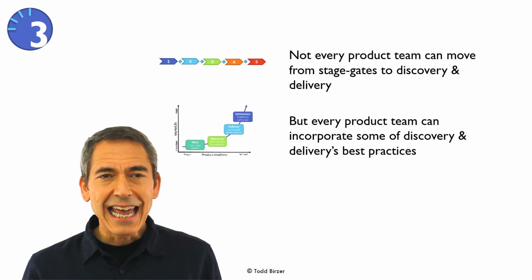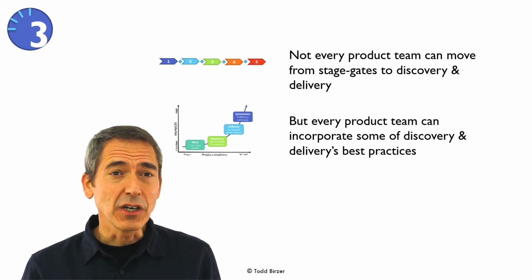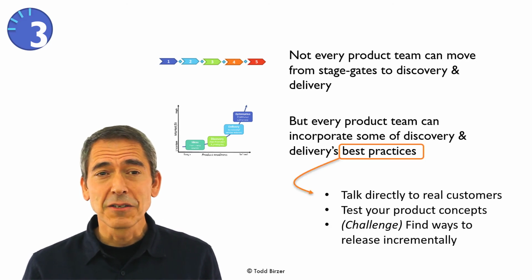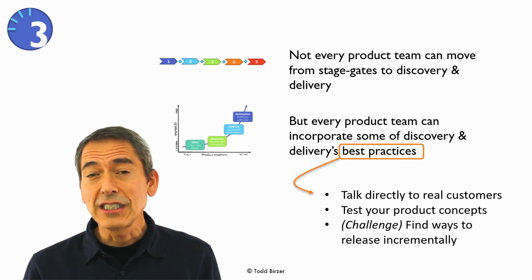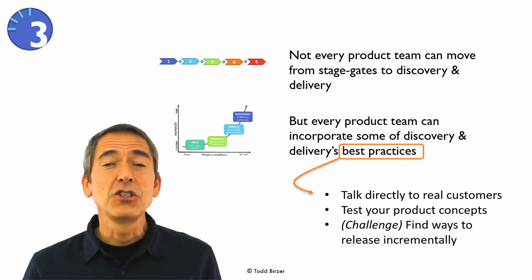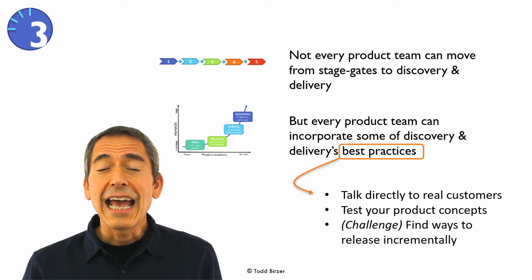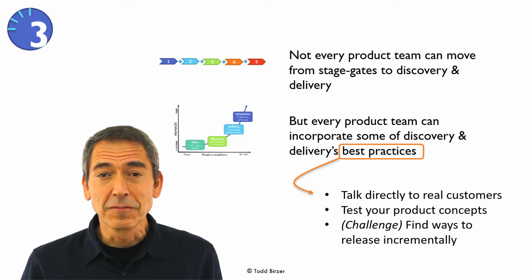So not every product team can move from stage gates to discovery and delivery. But I have to say every product team can incorporate some of discovery and delivery's best practices. And here what I'm talking about is make sure that you are talking directly to real customers. Make sure that you're testing your product concepts, that you're going through these iterative customer feedback loop cycles. And as a challenge, see if you can find ways to release incrementally.